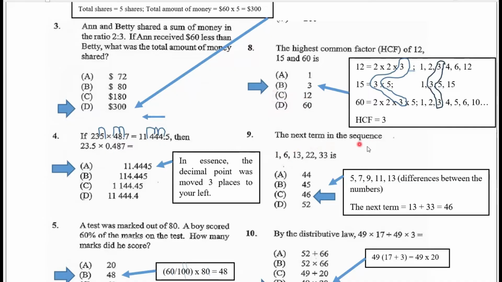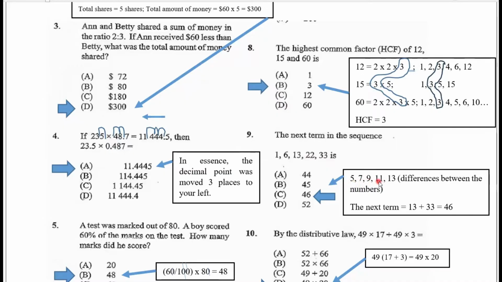The next term in the sequence 1, 6, 13, 22, 33 is, well, firstly, the difference in the numbers. 1 to 6 is 5. The difference between 6 and 13 is 7. The difference between 13 and 22 is 9, sorry, I mixed it up there. The difference between 22 and 33 is 11. So you can see the differences are going in twos: 5, 7, 9, 11.